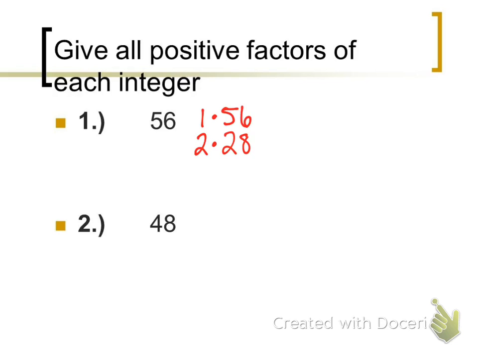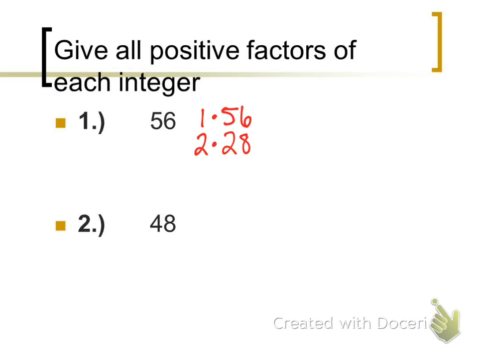Then I move on and I think about 3. Is 3 going to be a factor of 56? No. So if we go back to our rules, if we were to take 5 plus 6, what would I get? 11. Is 11 divisible by 3? No. So I'm going to skip over 3.